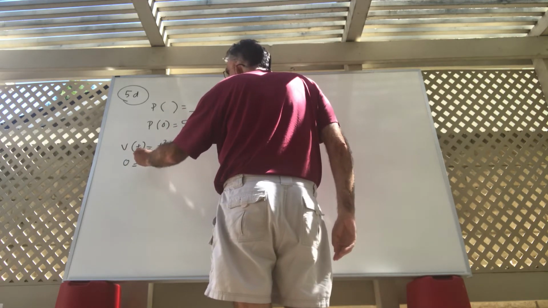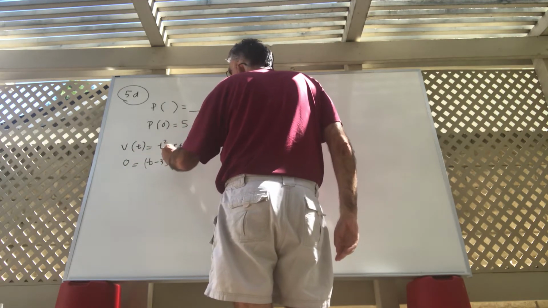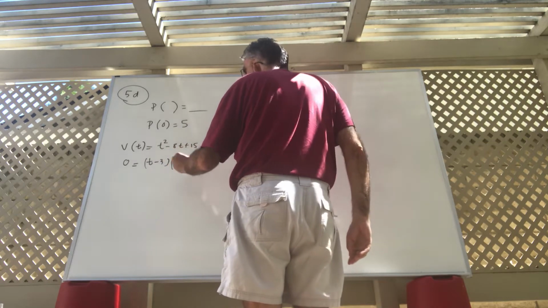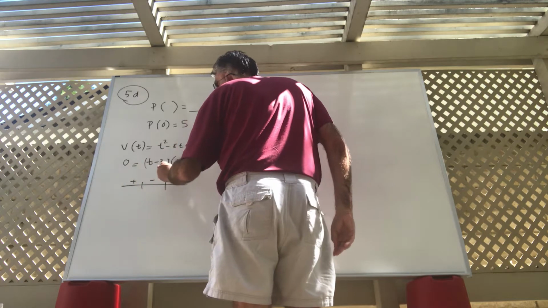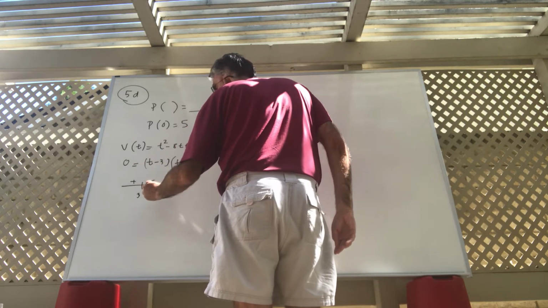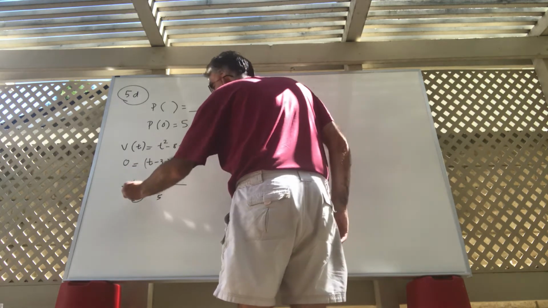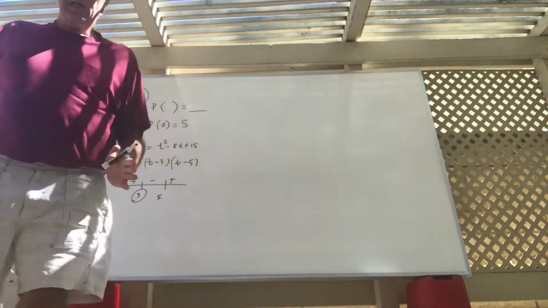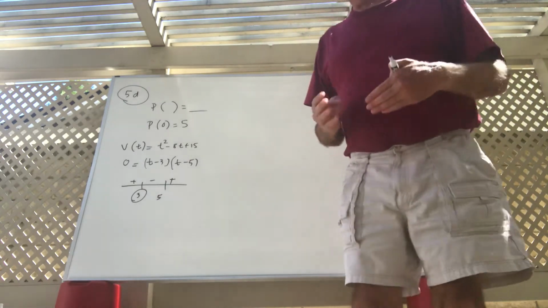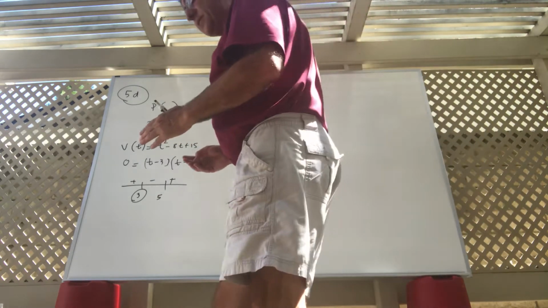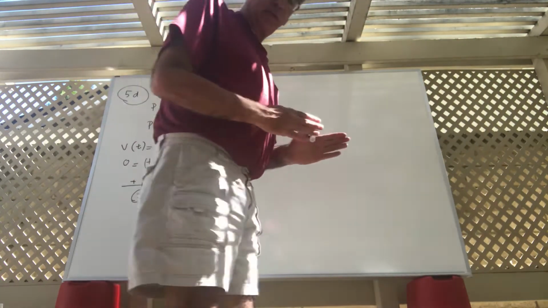So I factor this. Positive, negative, positive, 3, 5. So the first time it's going to turn around is in 3 seconds. What's going to happen is for the first 3 seconds it goes this way, and then at 3 seconds it turns around, 4 seconds, 5 seconds, and then it turns around again and goes this way.